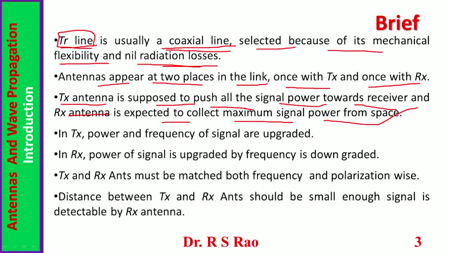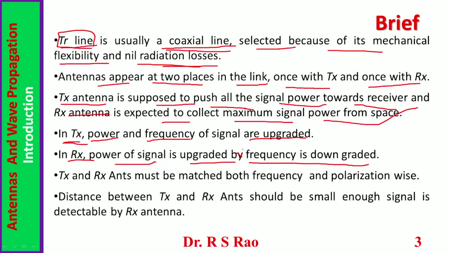In the transmitter, what exactly happens? Power and frequency of the signal are upgraded. In the receiver, power of the signal is upgraded, but frequency is downgraded.